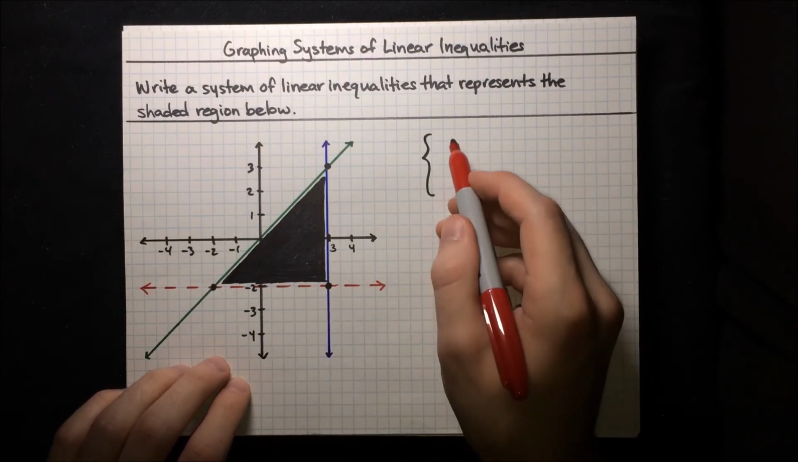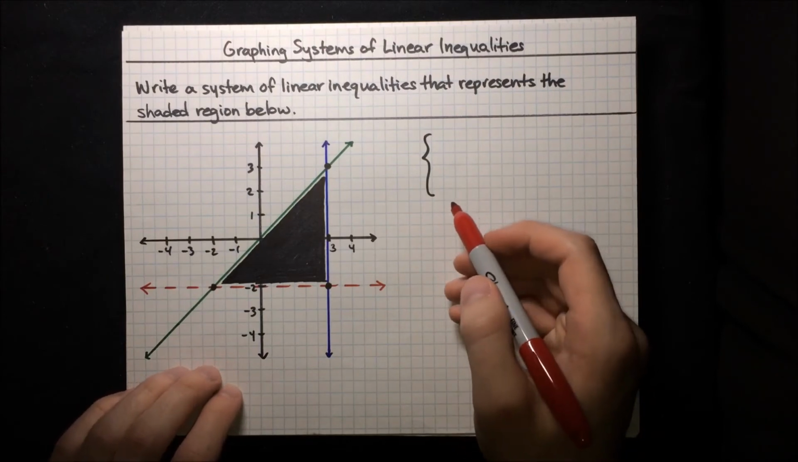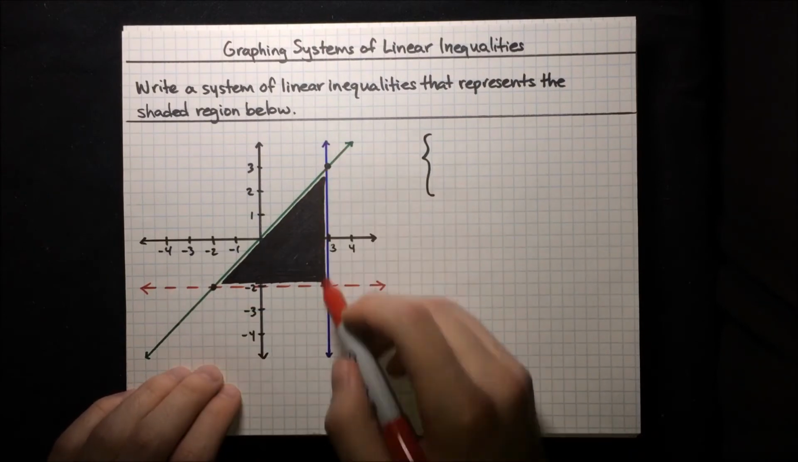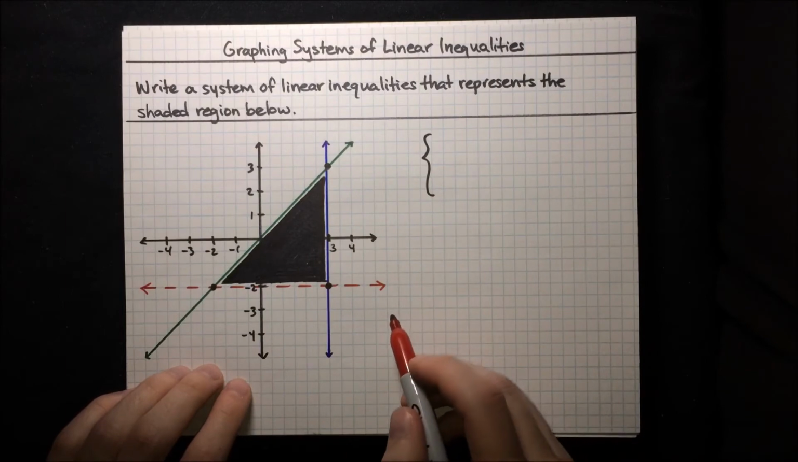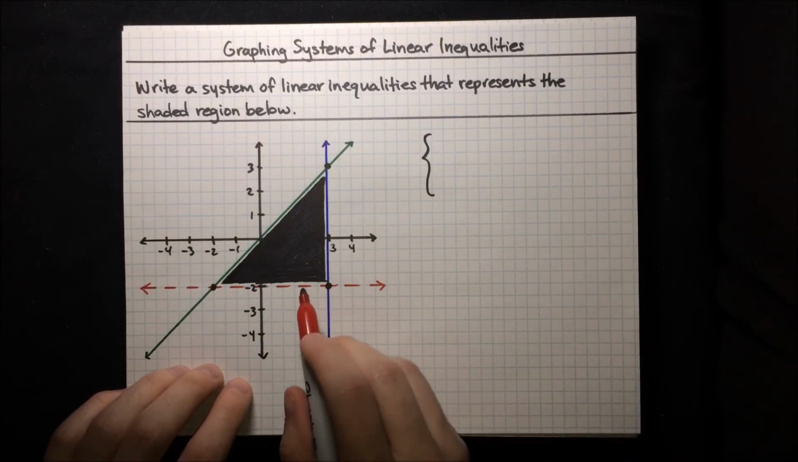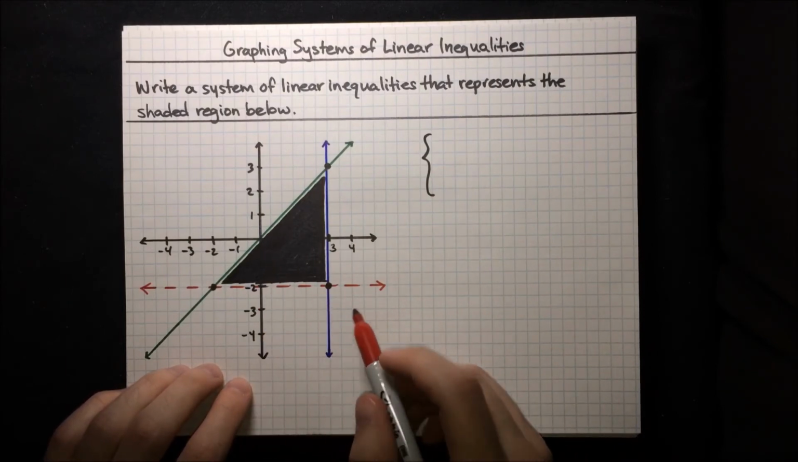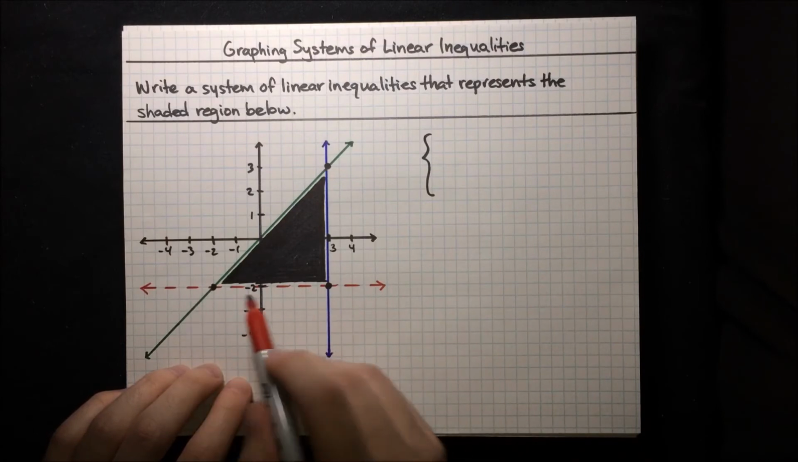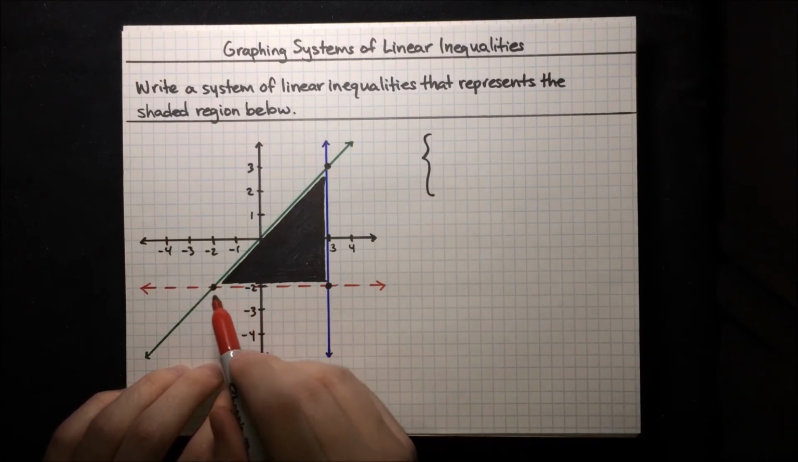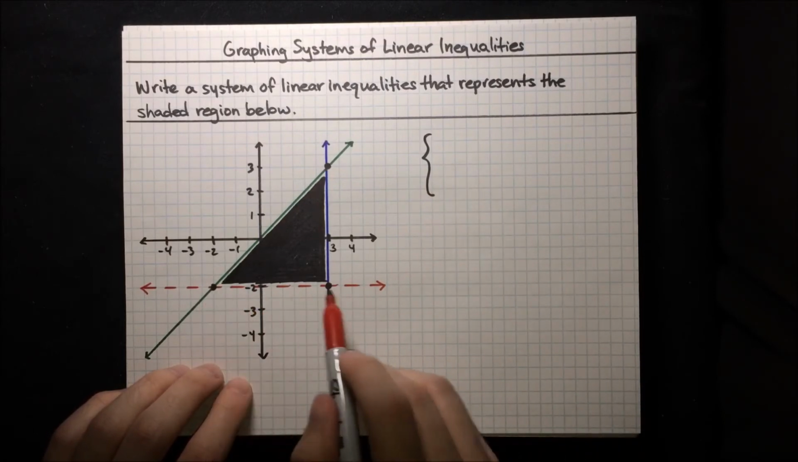Now each of these inequalities will correspond to one of these lines here. We've got 3 lines, so 3 inequalities, and we'll just have to decide what side of the line the triangle is on for each of these lines, for each of these inequalities, so that the shading of these inequalities would overlap to form this triangle here.